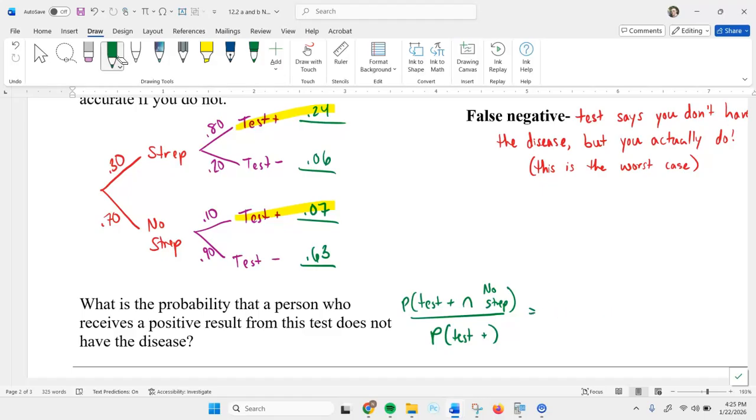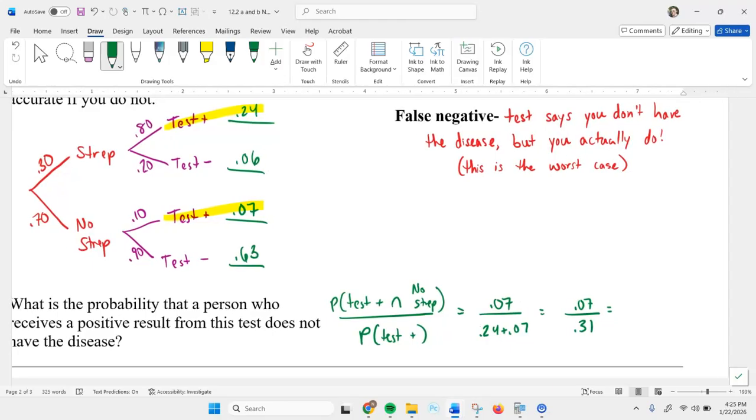So again, because it says, what is the probability that a person who receives a positive test result, we're going to have 0.24 plus 0.07, or 0.31, in my denominator. My numerator is going to be, out of those, how many of them test positive but didn't have strep? And that is just the 0.07. Now, just like fractions, we never have a decimal in both the numerator and the denominator. So if I divide these, 0.07 divided by 0.31, we get 0.226. So we can say 0.226 is your probability, or 22.6% would be the probability of someone that tests positive that doesn't really have the disease.